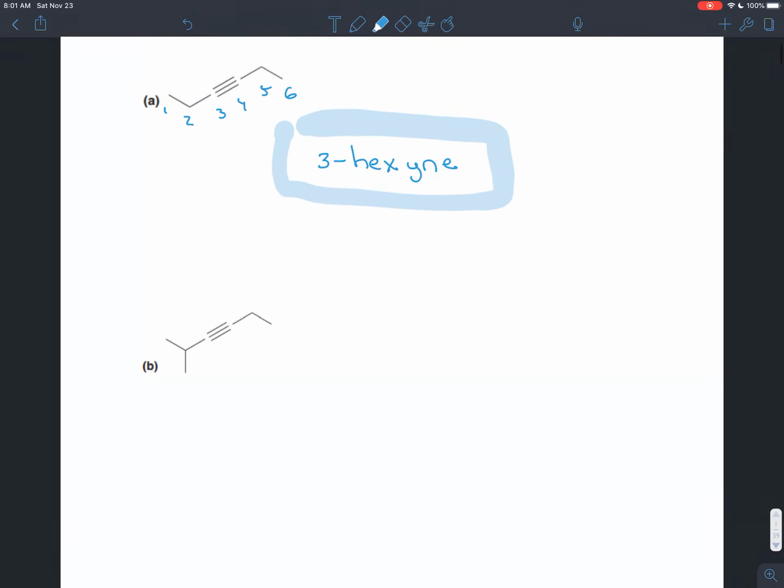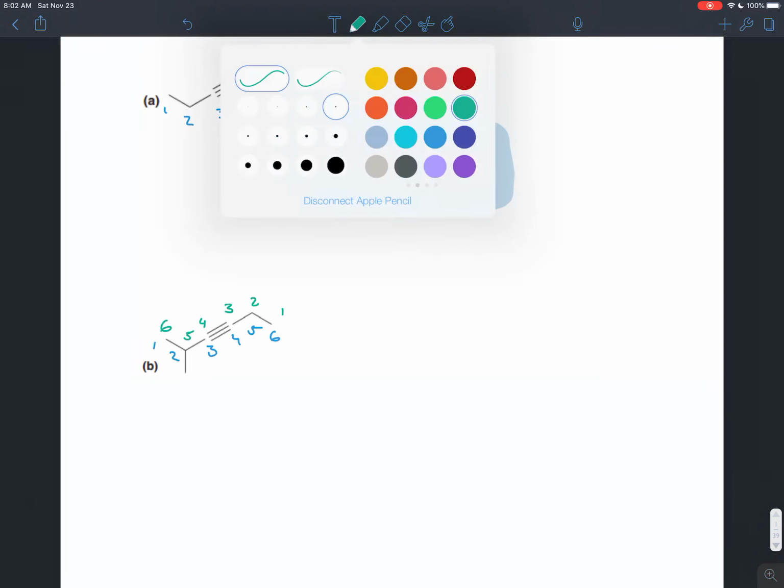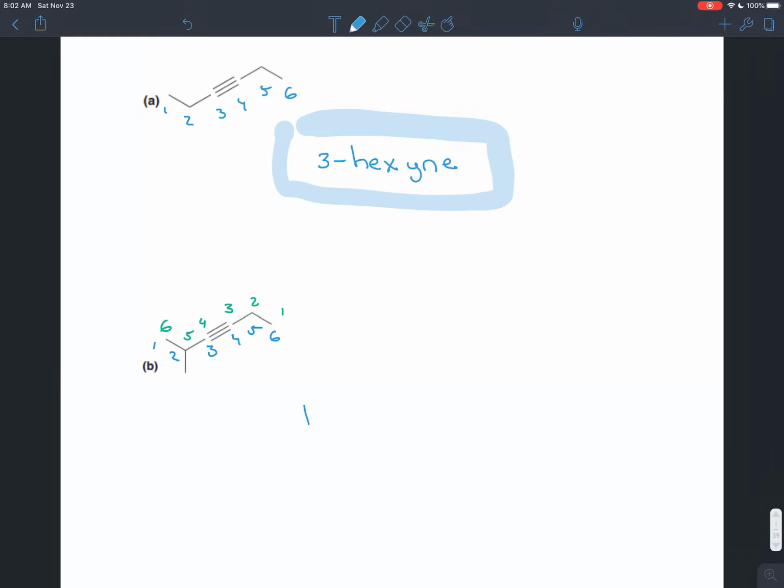All right, B. Now in B we do have a branch. Now we could number this two ways. We could number it left to right, or we could number it right to left. Either way, we get 6 carbons, so hex. Either way, we have a triple bond in the molecule, and so the infix will be yn. And the molecule only has hydrogen and carbon in it.